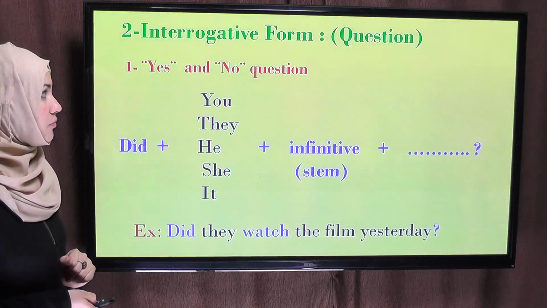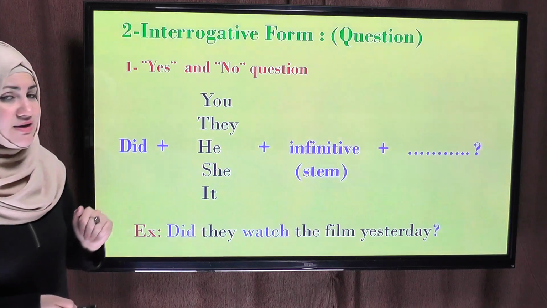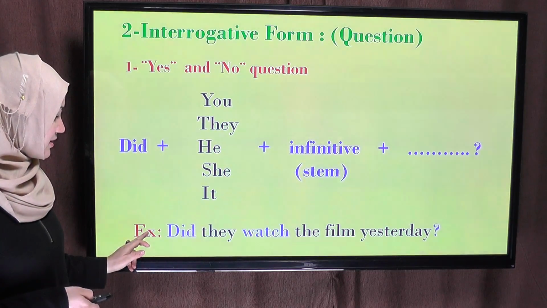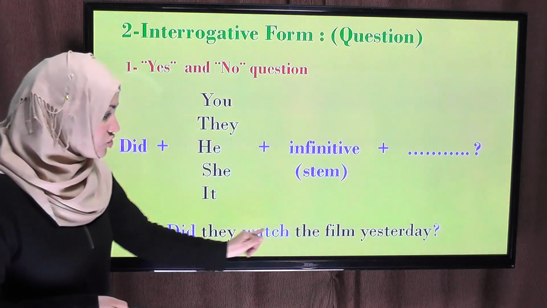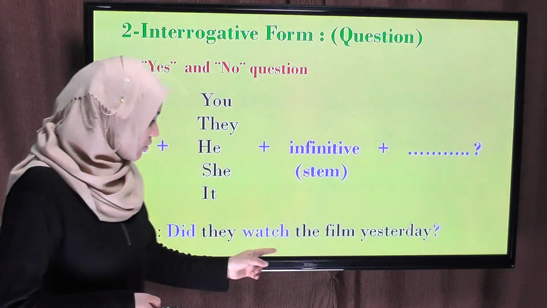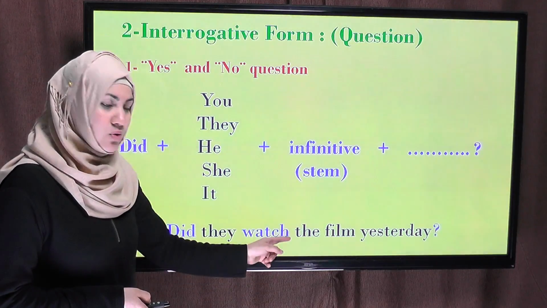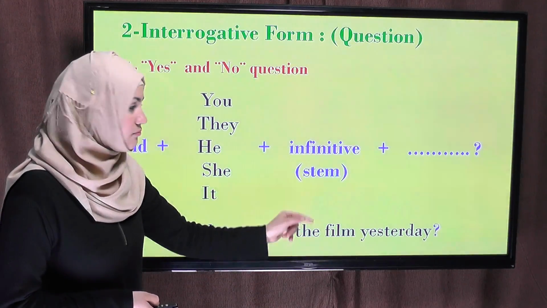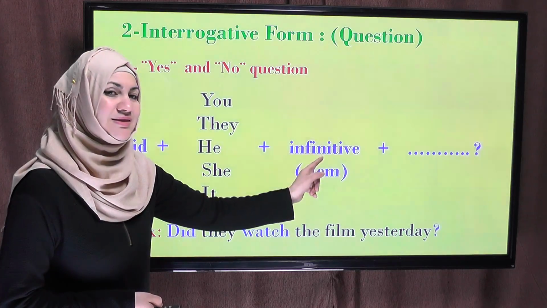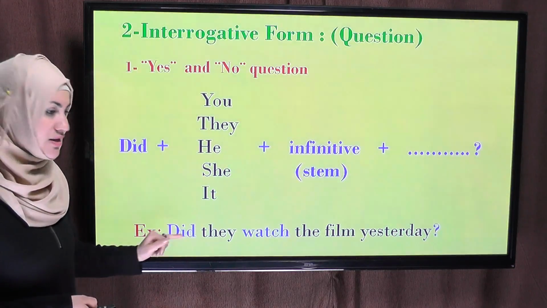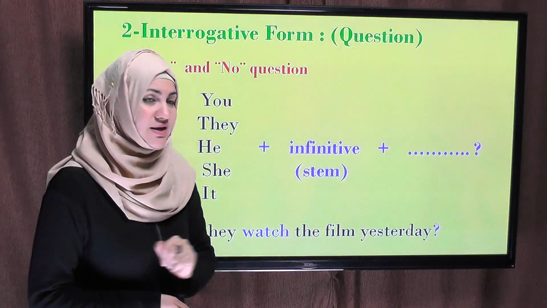The second part concerning yes and no questions is an example. Did they watch the film yesterday? We look here, watch. We didn't say watched because the form says stem or infinitive, then we have did. Did they watch the film yesterday?